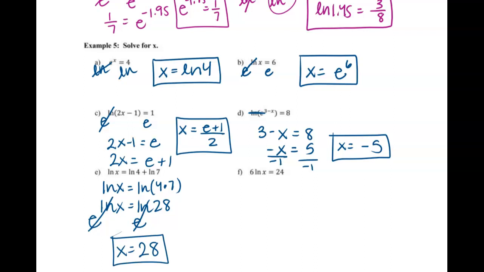Last one. Technically, we could move the 6 into the exponent here with the x if we wanted to. I'm going to divide by 6. That seems simpler. So natural log of x equals 24 over 6 is 4. We e both sides. E to the ln. They're gone. So x equals e to the 4th.